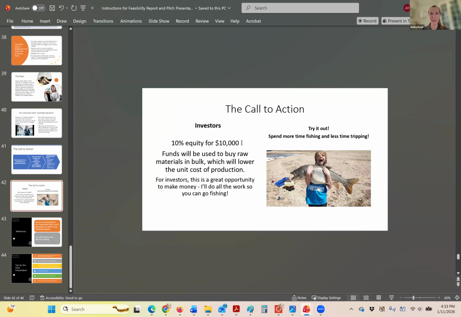Okay, so you have your call to action here. You're asking for a 10% equity for $10,000. So you get a 10% stake in the business if they give you $10,000 to start the business, and then what you're using the money for, and so forth. And here, it's nice to have some images, right? Here's a good one, catching a big fish.